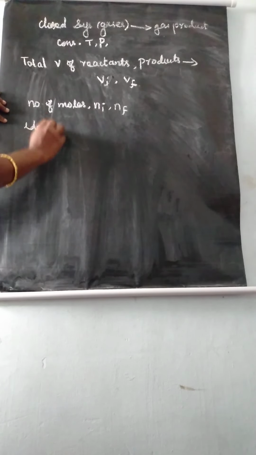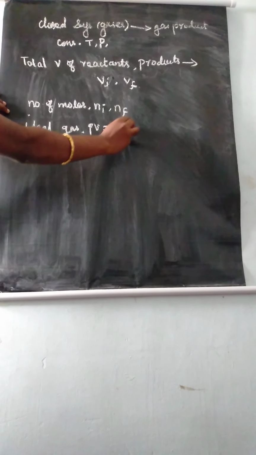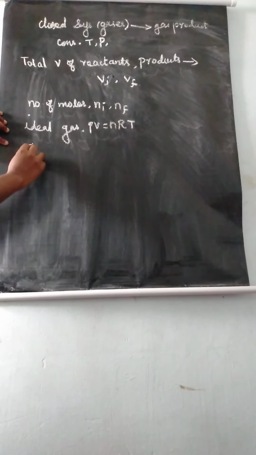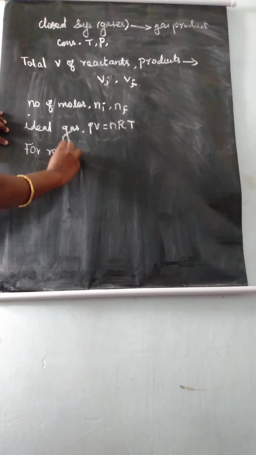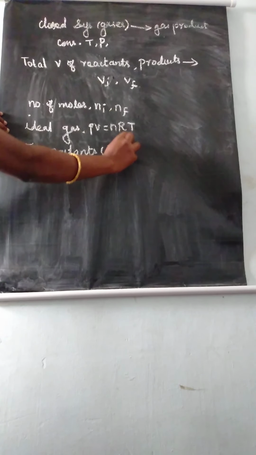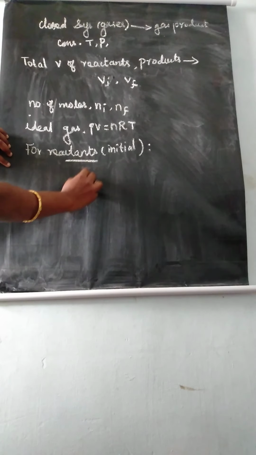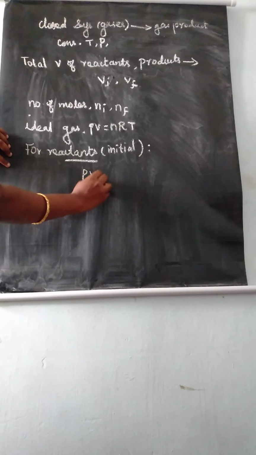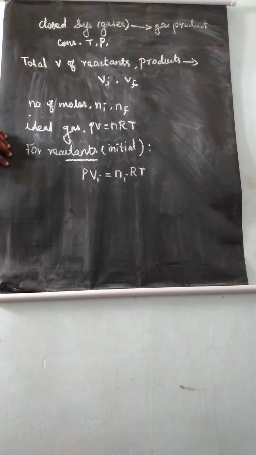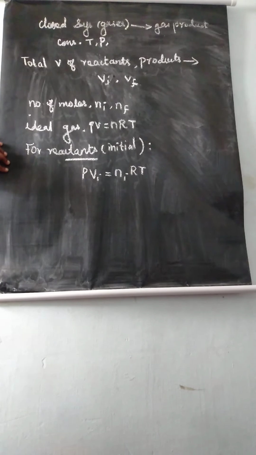You know the ideal gas equation: PV is equal to nRT. First, write it for reactants. Reactants means the initial state. For reactants, the ideal gas equation is P into Vi is equal to Ni into RT. Pressure is constant, temperature is constant, the volume is Vi, and the number of moles is Ni.